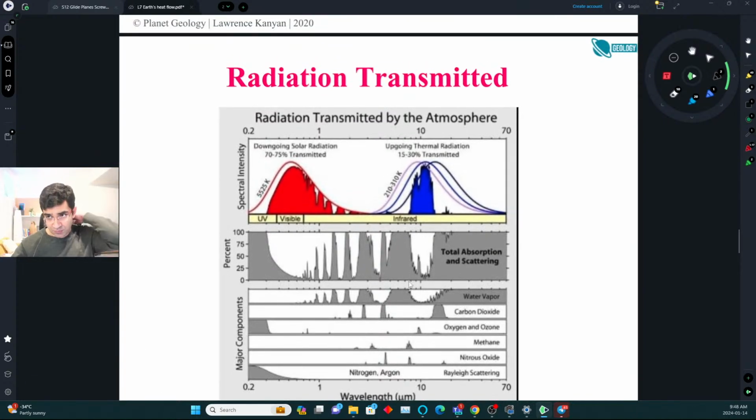First of all, where have you seen this diagram previously? In remote sensing. Atmospheric windows, right? So what do you see?